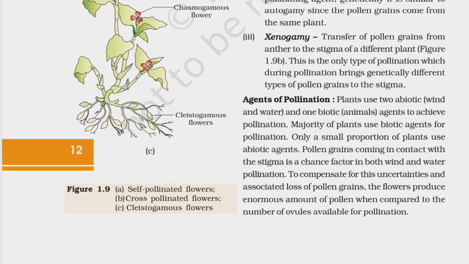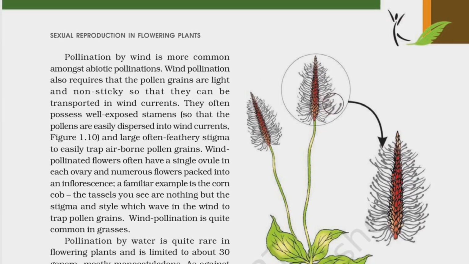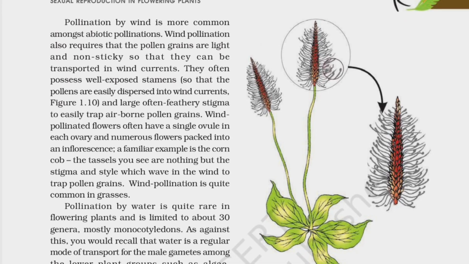Pollen grain coming in contact with the stigma is a chance factor in both wind and water pollination. To compensate for these uncertainties and associated loss of pollen grain, the flower produces an enormous amount of pollen when compared to the number of ovules available for pollination. Pollination by wind is most common among abiotic pollination.